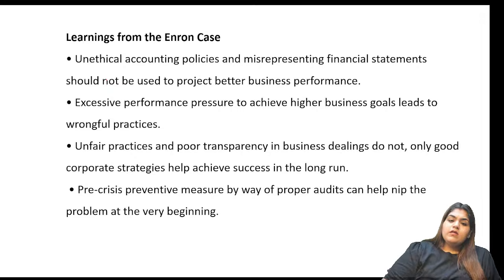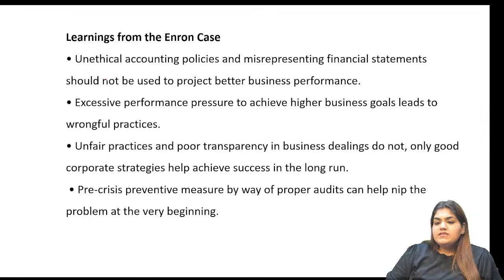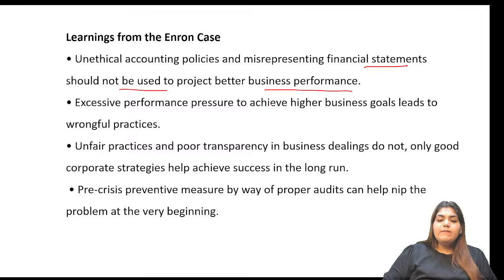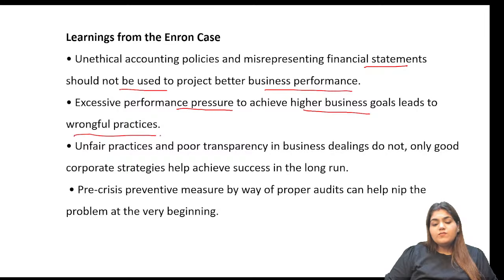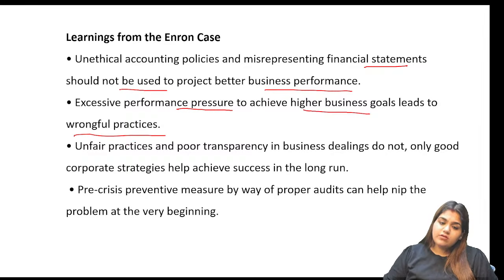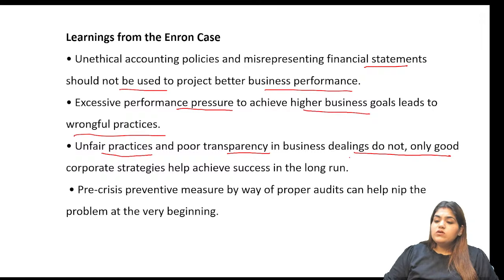Look. What did we learn from Enron case? Unethical accounting policies and misrepresentation of financial statements should not be used to project better financial business performance. We do not have to show people that we are doing good. We have to be true for ourselves so that we know what position we are at. Excessive performance pressure to achieve higher goals lead to wrongful practice because people tend to do wrong when they are under pressure. Unfair practice and poor transparency in business dealing do not help; good corporate strategies help achieve success.